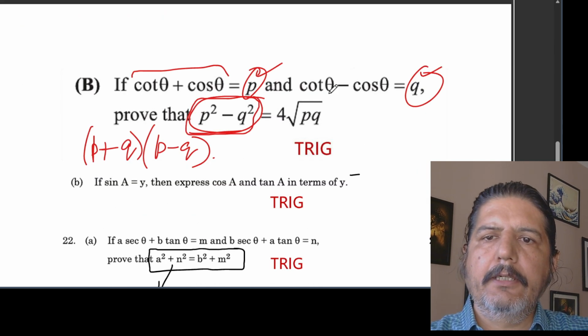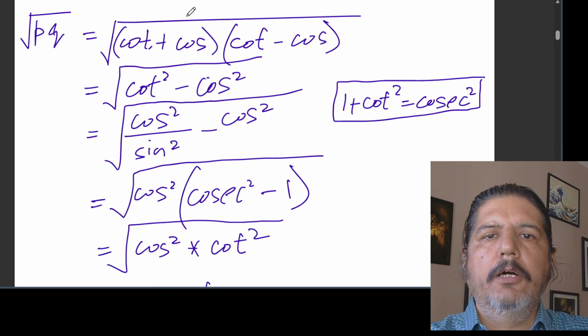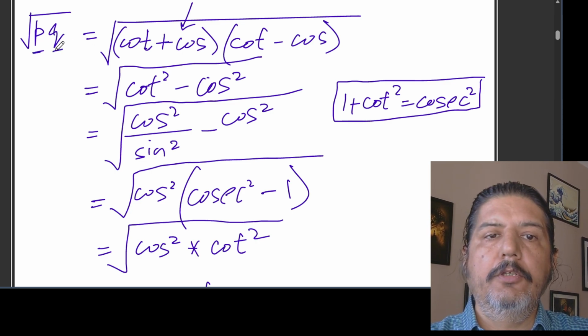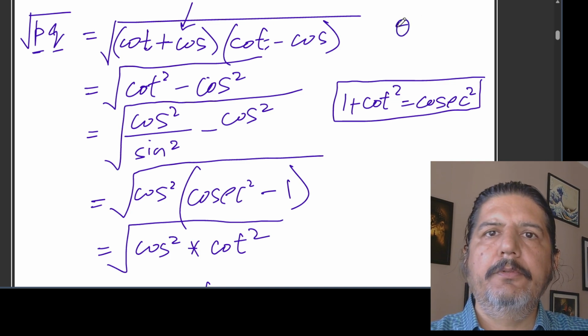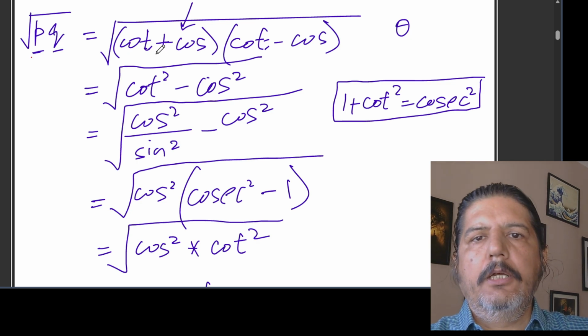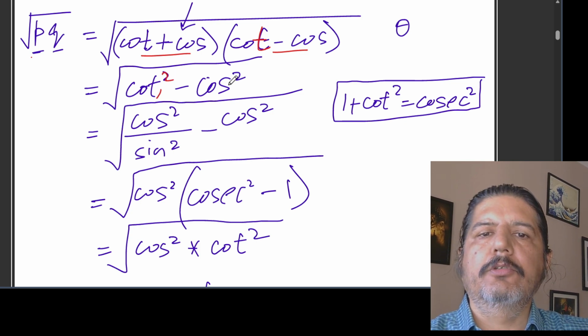Now let me look at the right hand side. In the right hand side, I will take root PQ. Again I put the value of P as cot theta plus cos theta, and the value of Q as cot theta minus cos theta. I have skipped writing theta, please take care of that. So this is a plus b, this is a minus b. This a plus b into a minus b would be equal to a square minus b square: cot square theta minus cos square theta.